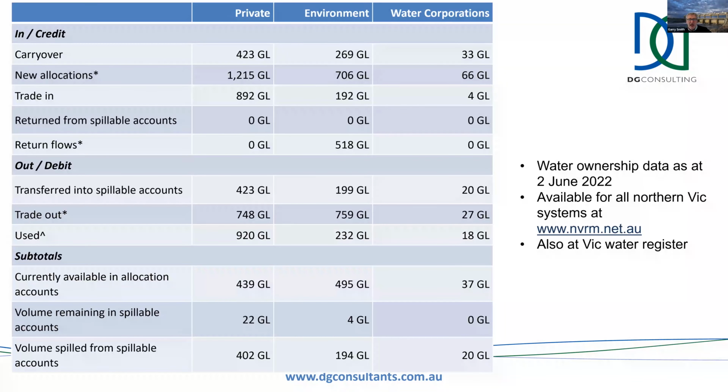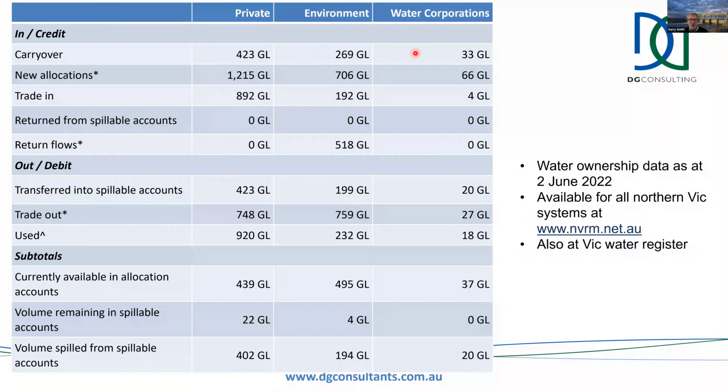Okay, so let's have a quick look at the water held. This is water ownership information, which is available for all Northern Victorian water systems on the Northern Victorian Resource Manager site. There's also similar information available on the Victorian Water Register. So let's just focus on the carryover components there. This was carryover at the start of the year, and you can see that it's split up into private carryover and carryover for environmental entitlements and also for water corporations. But let's just worry about the private carryover, which is the biggest chunk.